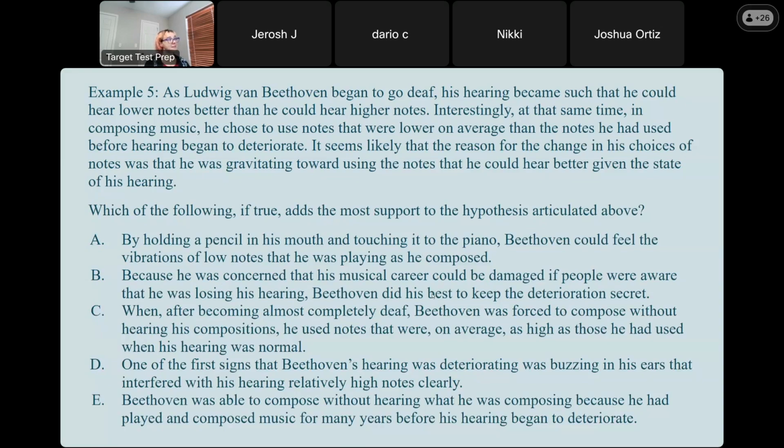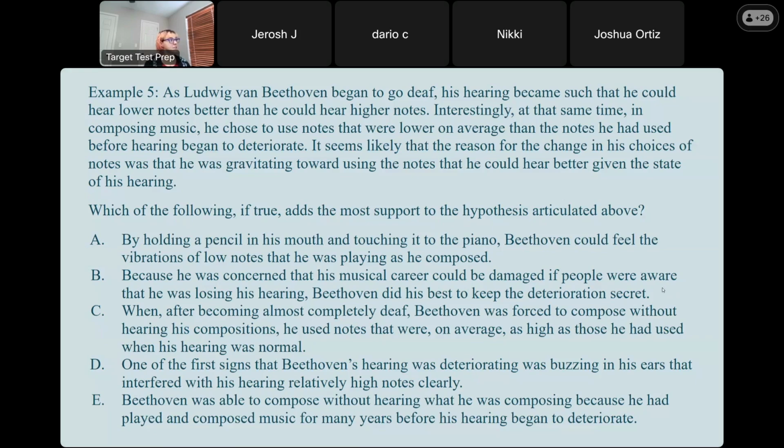A, by holding a pencil in his mouth and touching it to the piano, Beethoven could feel the vibrations of low notes that he was playing as he composed. This answer seems to, I guess, further support the first premise that he could hear lower notes better than he could hear higher notes. It's not really relevant, but I think it's supposed to work like that. I think it's supposed to support our premise, but we don't need our premise supported. It has the information we need right there in the passage. So this one's not super helpful.